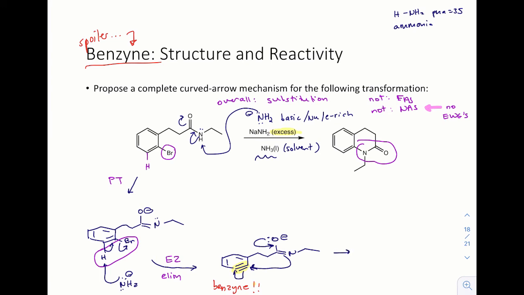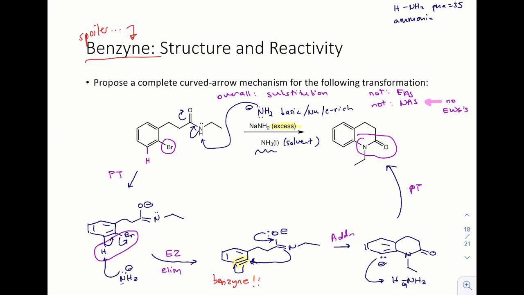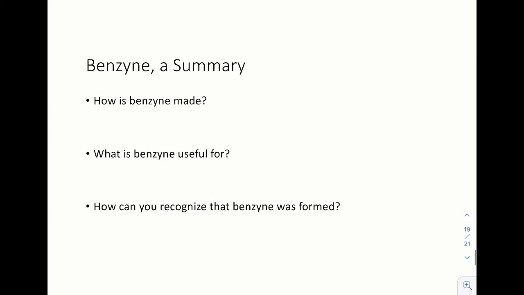That pushes the electrons on to the other carbon of the benzyne, which will generate that anion intermediate we've been discussing. So here's this anionic intermediate, which will be protonated by the ammonia solvent and generate the final product. Good work. All right, be sure that you can summarize what is benzyne, how is it made, what is it useful for? That's a good question. Once you figure that out, let me know.